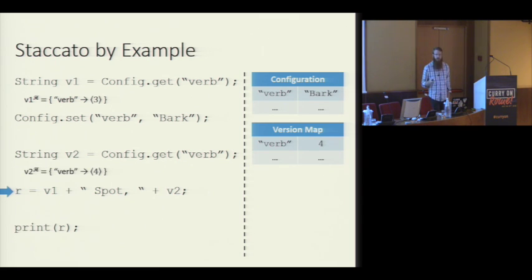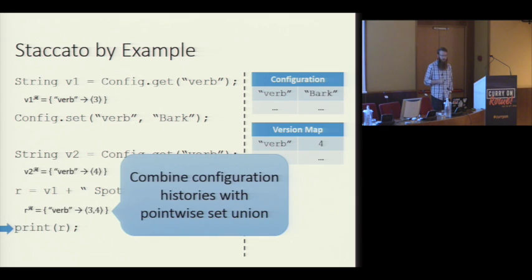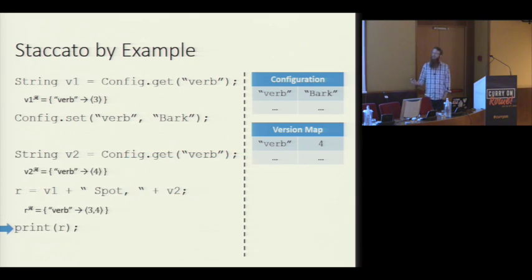Now we know from experience that this concatenation here is problematic, but for Staccato to detect this bug, R's configuration history somehow has to reflect the history of V1 and V2. And we see that Staccato automatically handles this, and R's configuration history maps the verb option to the set containing 3 and 4, which captures that, again, R is built from versions 3 and 4 of the verb option. And in general, Staccato conceptually combines configuration histories with pointwise set union. So now we know that we have a violation of both correctness conditions, so the final piece of Staccato is actually detecting this violation.